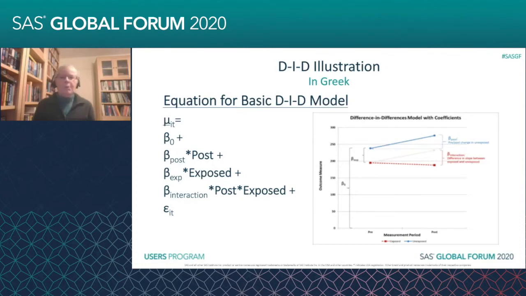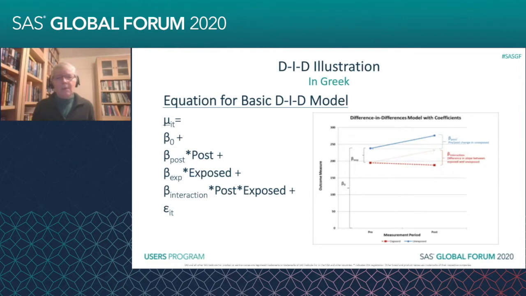So first we're going to look at this with a DID model, and this is what we call the in Greek slides, where you can see all of the equations and the graphs that sort of explain the equations. So here, beta naught is our intercept term. It's the amount in our example where the amount that the patients would be paying in 2013 who were in the unexposed group, the no VBID group.